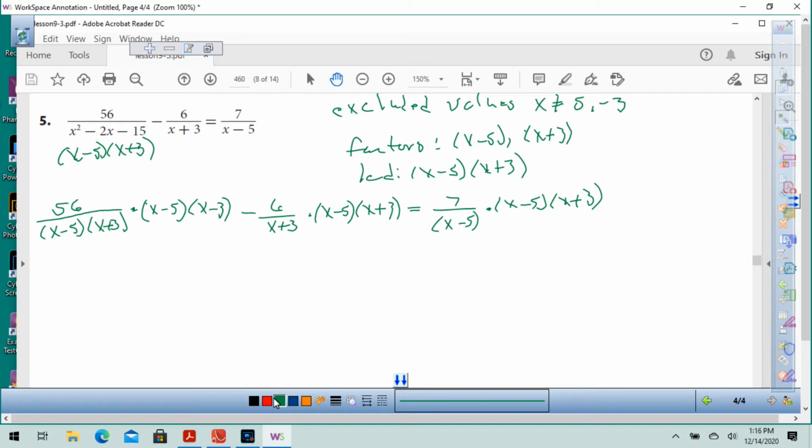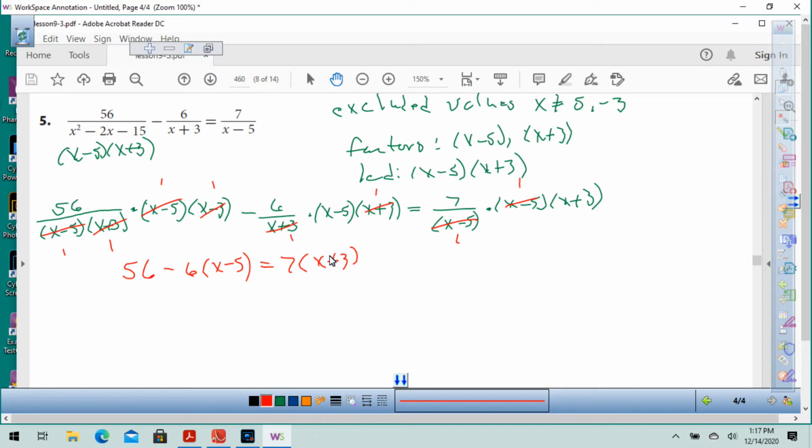All right. So what can I get rid of? X minus 5 and x minus 5 and x plus 3 and x plus 3. So I got 56 times 1 times 1. That's just 56. Over here, I can get rid of the x plus 3's. I got minus 6 times x minus 5. And over here, I can get rid of the x minus 5's. And that equals 7 times x plus 3.